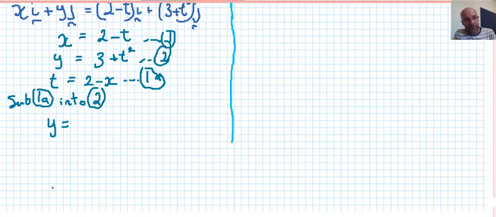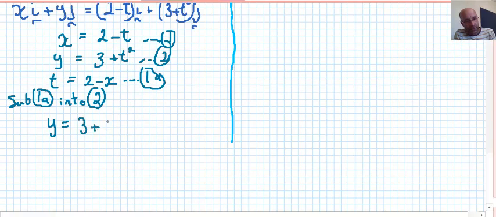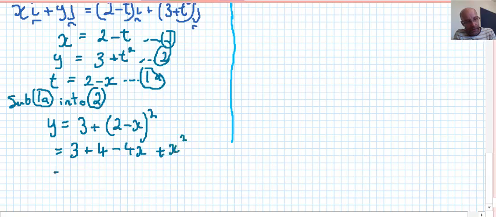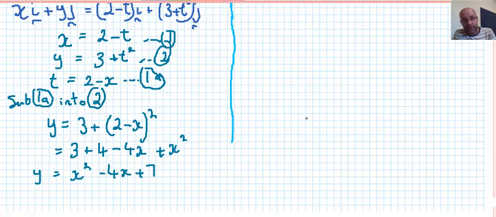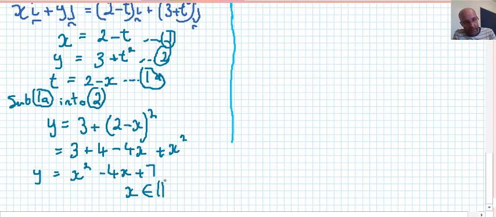So we have then y equals 3 plus t squared, which would be 2 minus x all squared, which is 3 plus 4 minus 4x plus x squared, and that would be x squared minus 4x plus 7 would be our Cartesian path. X is a real number.